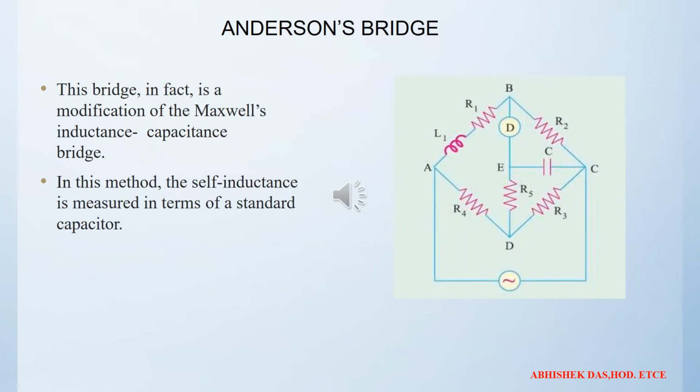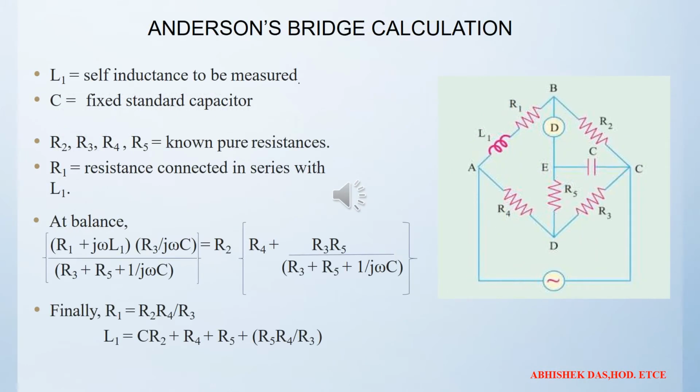And this is the Anderson bridge. This bridge is a modification of the Maxwell inductance capacitance bridge, and from this Anderson bridge we can calculate the value of the standard capacitor. And this is the mathematical calculation of the Anderson bridge, same as the previous bridges. Here we can calculate the impedance value of each arm, and from that impedance value at balance condition we can find out the value of the inductance, capacitance, as well as the resistance.